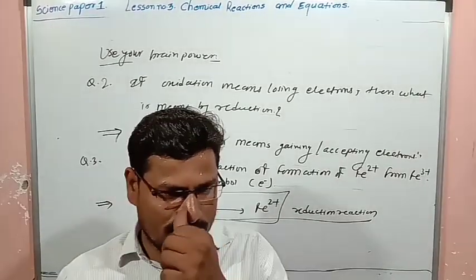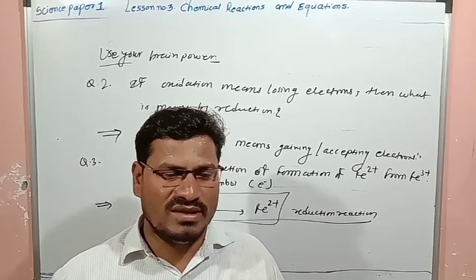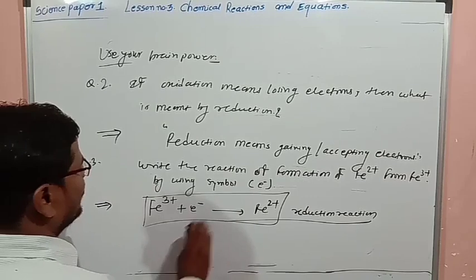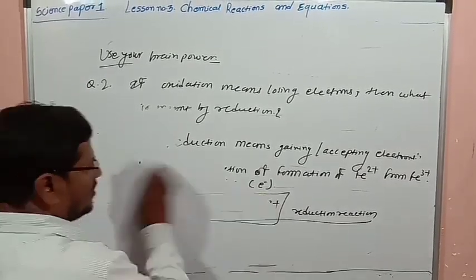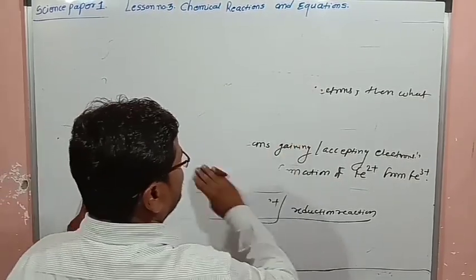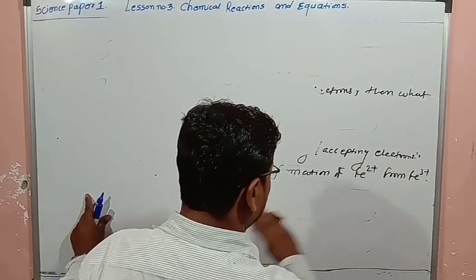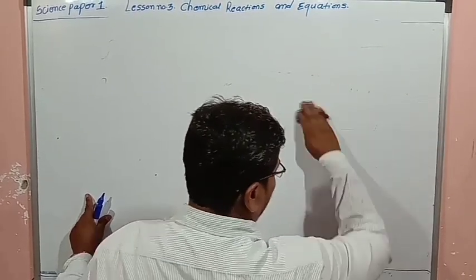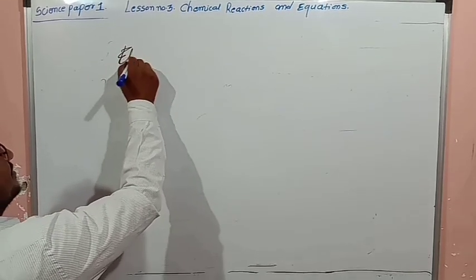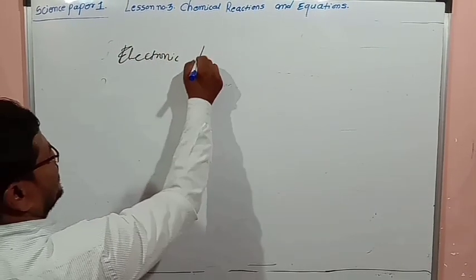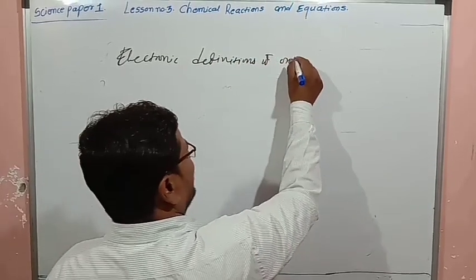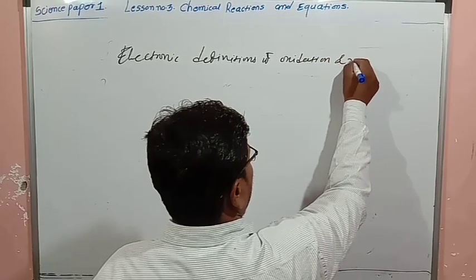After that, in the textbook the next concept is given in tabular form. The definitions of oxidation and reduction are given one more time. Now we will learn the electronic definitions of oxidation and reduction.